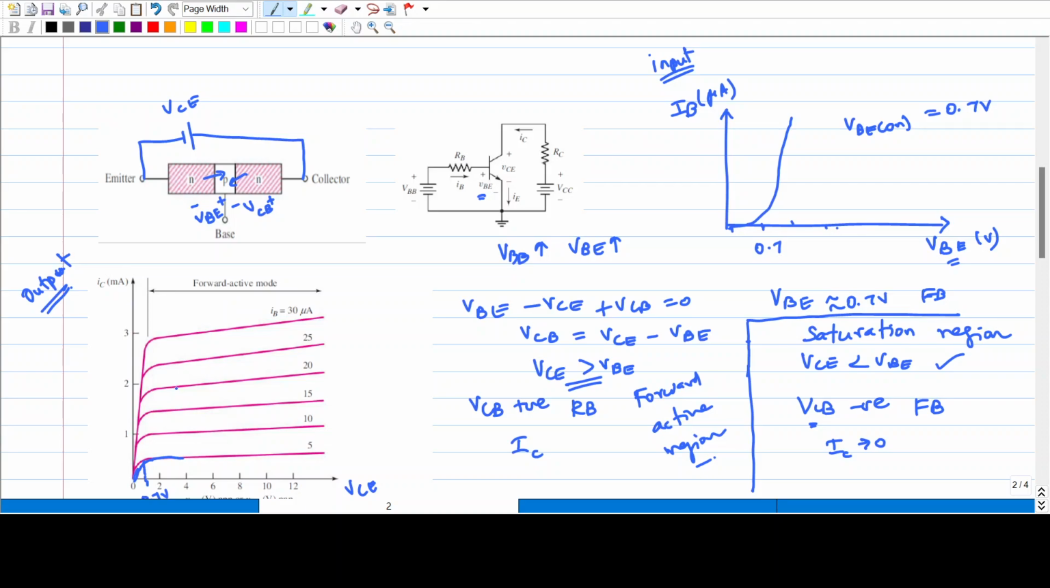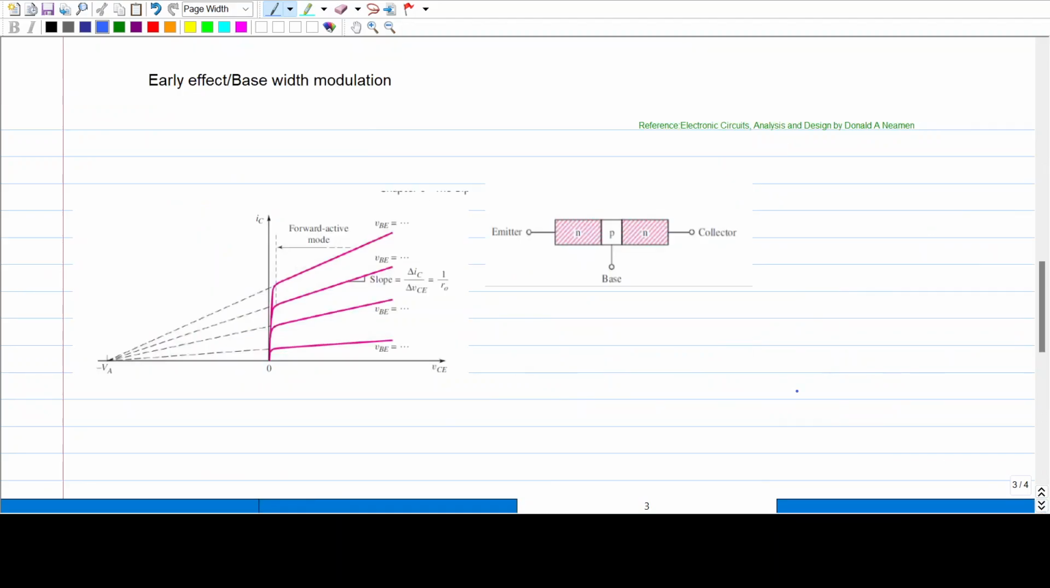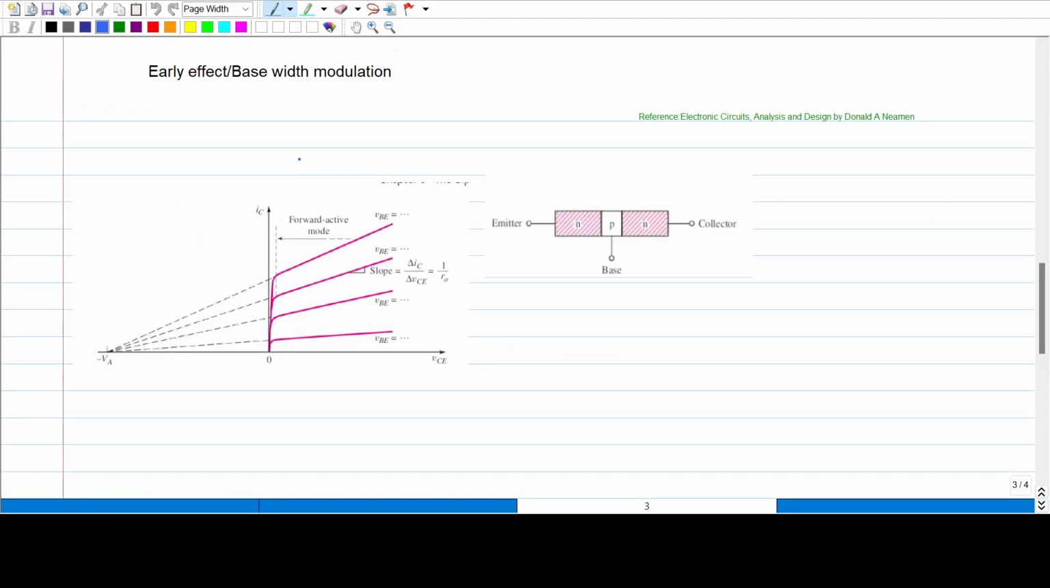Now we have said that the collector current is constant, but you can see there is an increase in collector current as VC is increased. This is due to base width modulation. We will see what base width modulation is. Let us discuss the early effect, or base width modulation.